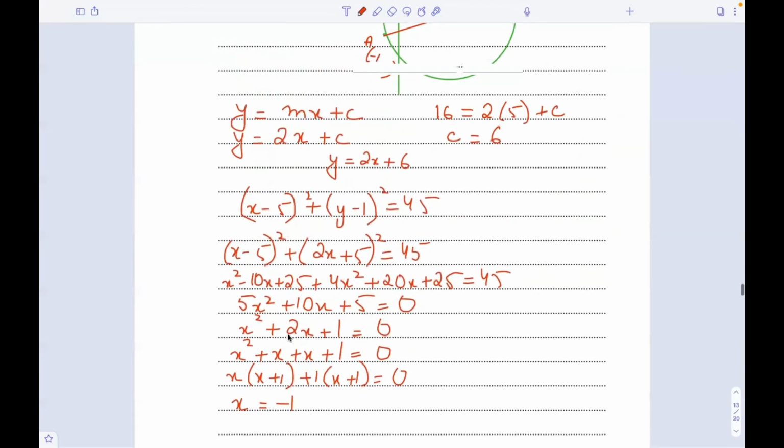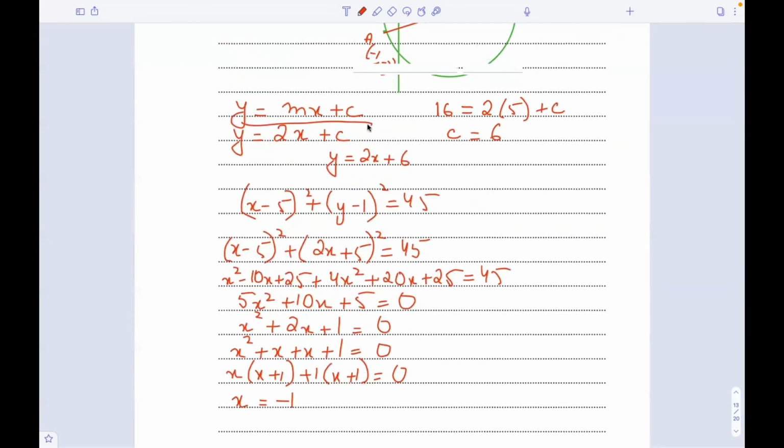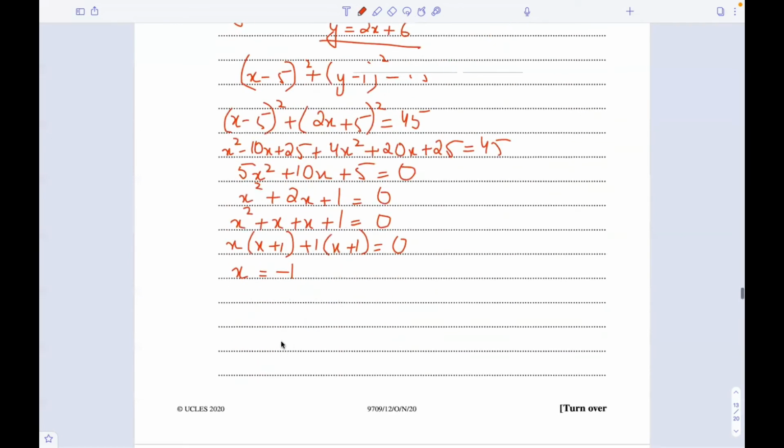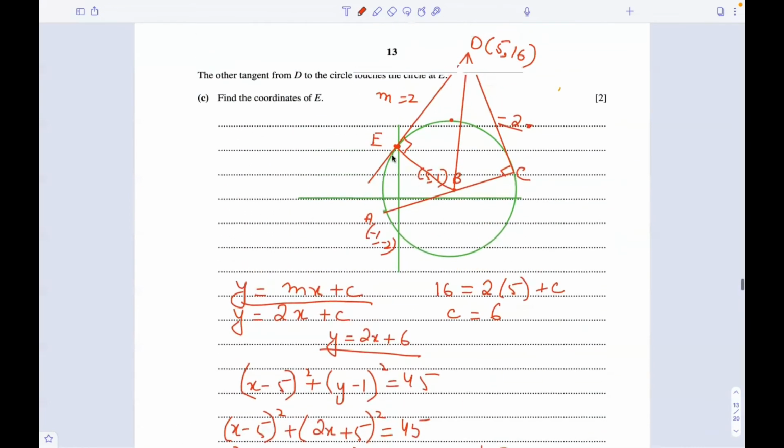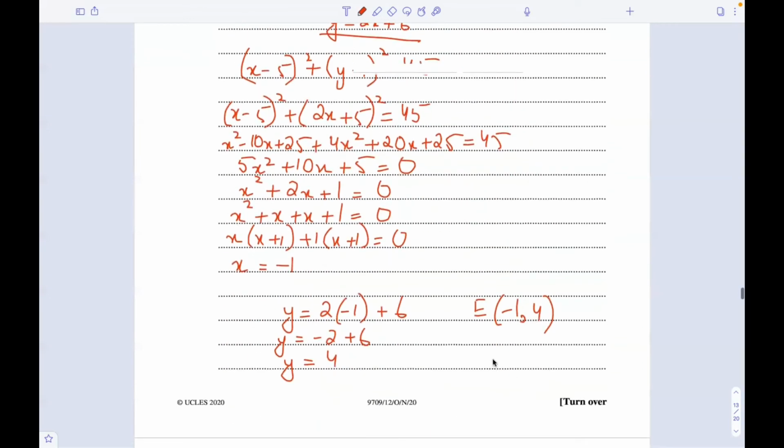And to get the y coordinate, we can just substitute into the equation y equals 2x plus 6. So substituting x equals -1, we get -2 plus 6, which is +4. So the coordinates of E are (-1, 4). And as we had already drawn the diagram, we can roughly see that the y value is positive and the x value is somewhat negative. So the coordinates of E are (-1, 4).